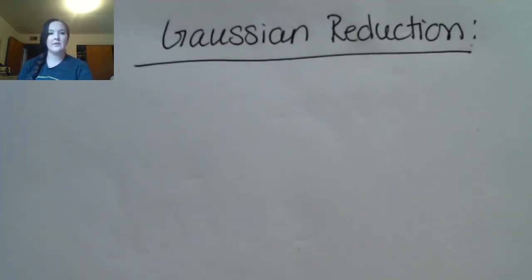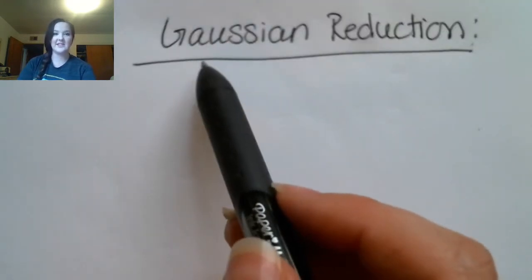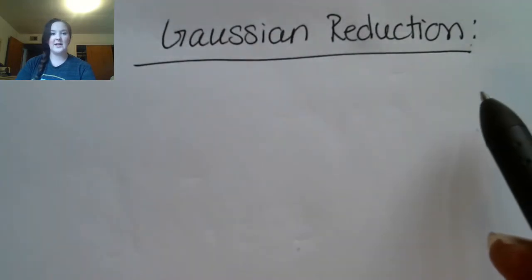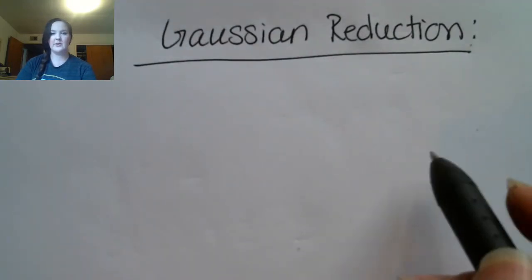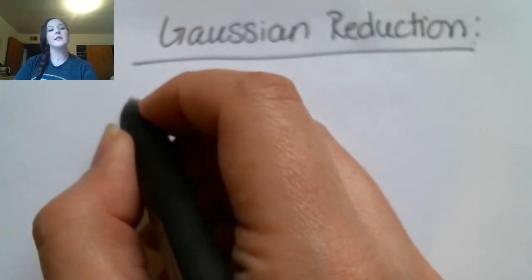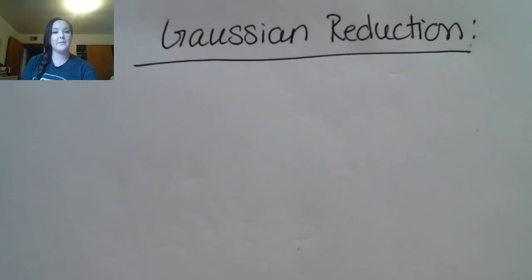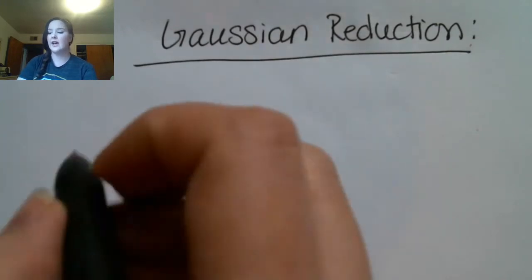Gaussian reduction. The guy that invented this method was called Gauss. That was his last name, and the method is named after him. It's called Gaussian reduction. So this is largely based on the method that you see when you have two equations, which is called elimination or combinations. It's very similar to that.